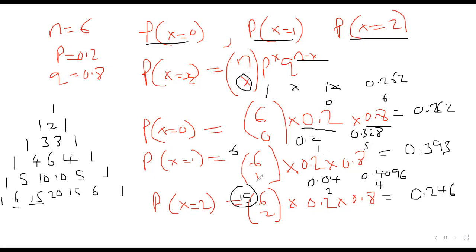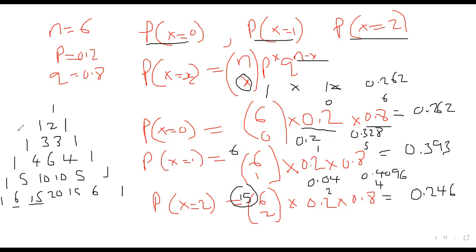Again, 6 combination 1, the 1 comes here. The difference 6 minus 1 is 5. You need to make sure that the powers add up to the 6. Then 6 combination 2, the 2 comes here, 6 minus 2 is 4. So when you add 4 plus 2, it gives us 6. Then you start computing them individually.